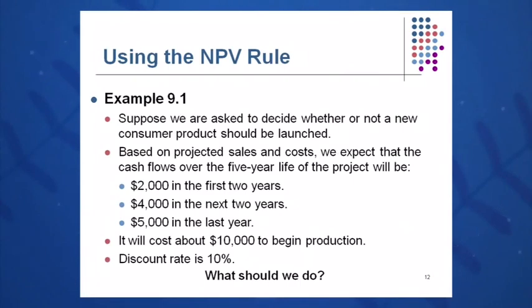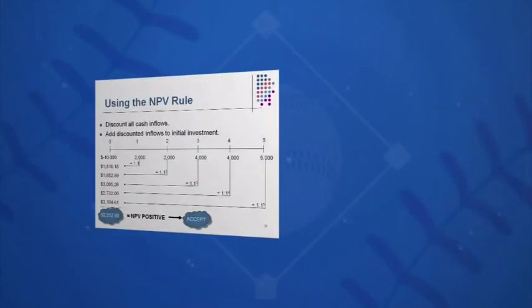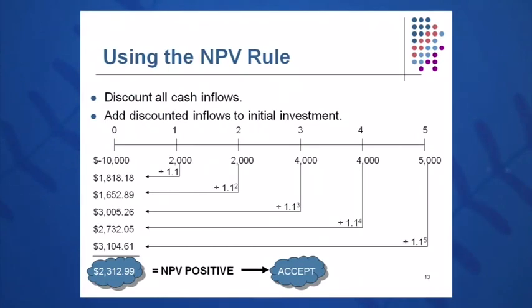Here's another example. Suppose we're going to look at whether a consumer product should be launched. You get 2,000 in the first few years, 4,000 in the next 2, and 5,000 in the last year. It will cost 10,000 today to begin production, and we're going to discount our cash flows at 10%. Again, we draw a timeline, show the cash flows coming in, and then discount them back, divided by 1.1, divided by 1.1 squared, 1.1 cubed, and so on. And then we compare those cash inflows with the negative $10,000 of cash outflow today, and we see an NPV positive of $2,300. So we accept this project.